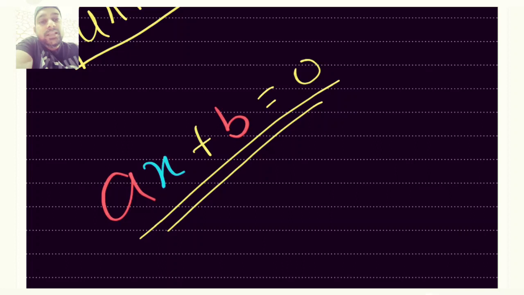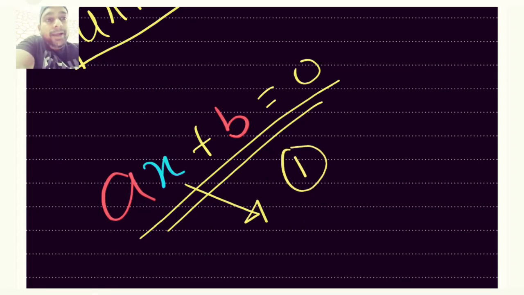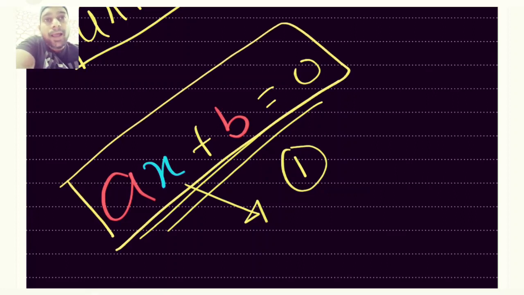Now you have to see the highest power of the variable, and the highest power of the variable here is 1. Therefore this sort of equation is called a linear equation. Linear equations are those equations which have the highest power of the variable as 1, or which have degree equal to 1. Is it clear?